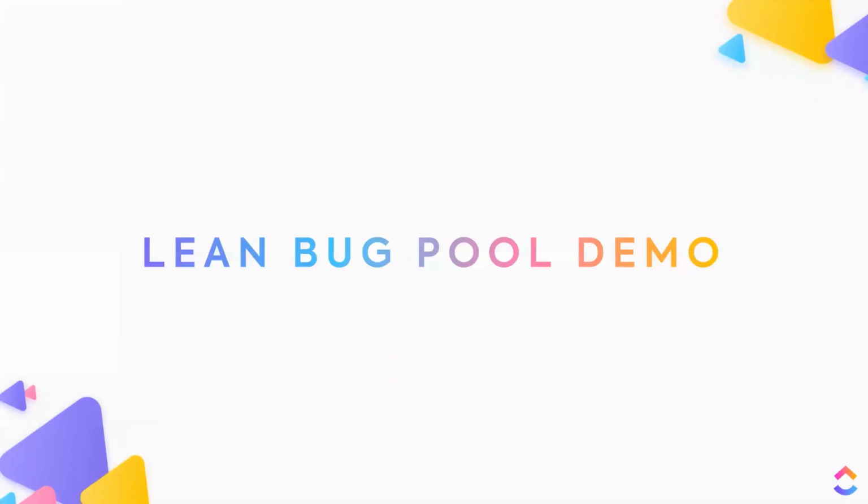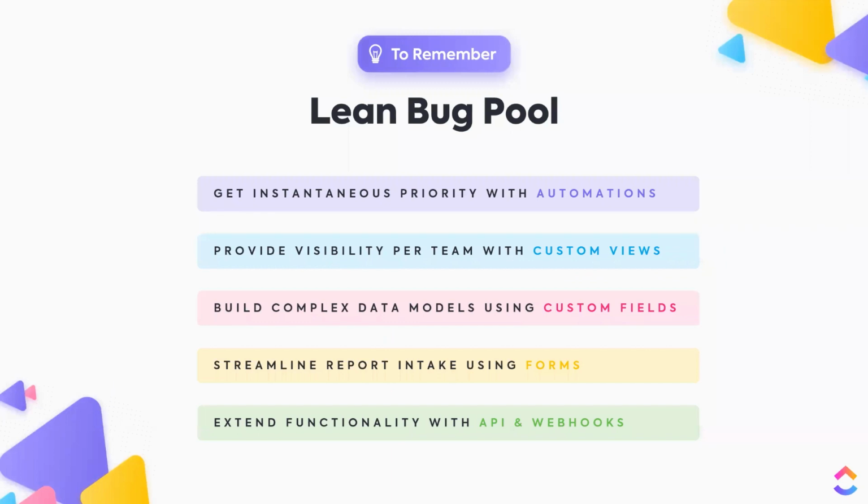Great. So now let's recap what we saw in the lean bug pool demo. We saw that ClickUp enables instantaneous priority with automations. It can provide visibility per team with custom views, build complex data models using custom fields, streamline report intake using forms, and even extend the functionality of the platform with the API and webhooks. All of which to build a fully automated, unified, and value-oriented system adapted to a continuous lean lifecycle approach.